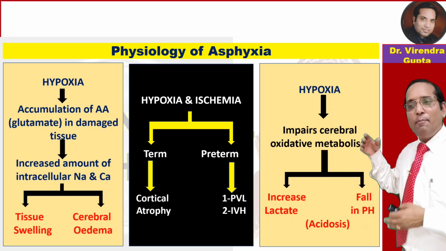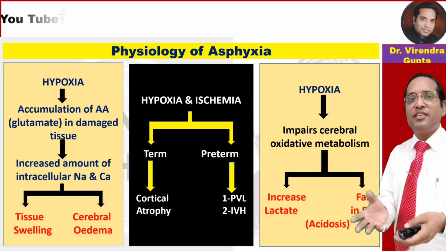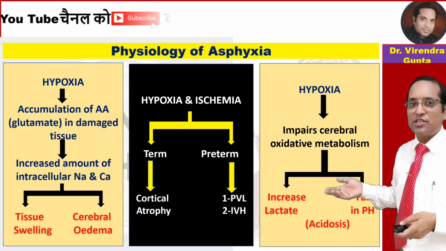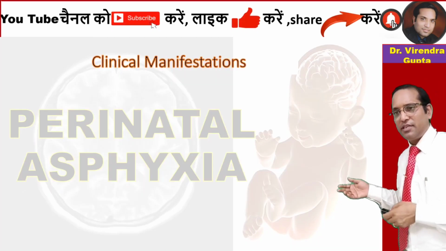And hypoxia impairs cerebral oxidative metabolism, which leads to increased lactate level and pH begins to fall. This is acidosis, which ultimately causes shock or other complications.